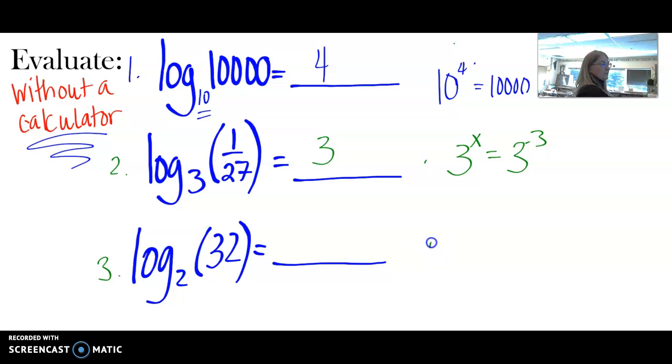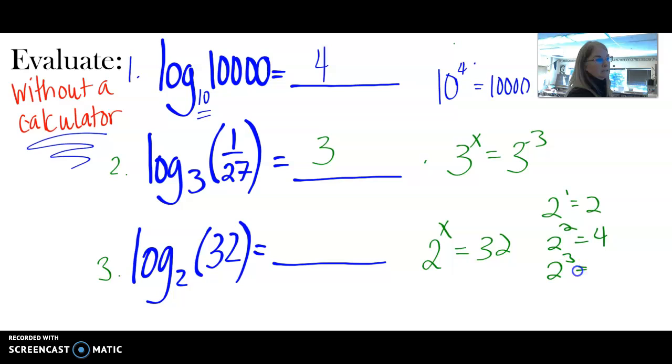So the third one here, 2 to the what power, because that's the unknown, equals 32. If you don't know it off the top of your head, just think: 2 to the first is 2, 2 to the second is 4, 2 to the third is 8, 2 to the fourth is 16, 2 to the fifth is 32.